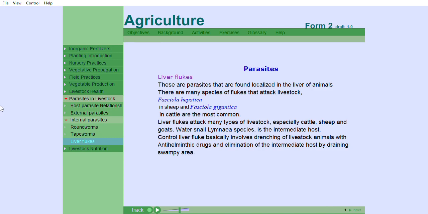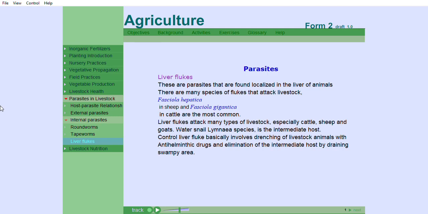Liver flukes. These are parasites that are found localized in the liver of animals. There are many species of flukes that attack livestock. Fasciola hepatica in sheep and Fasciola gigantica in cattle are the most common. Liver flukes attack many types of livestock, especially cattle, sheep, and goats. The water snail, Lymnaea species, is the intermediate host.